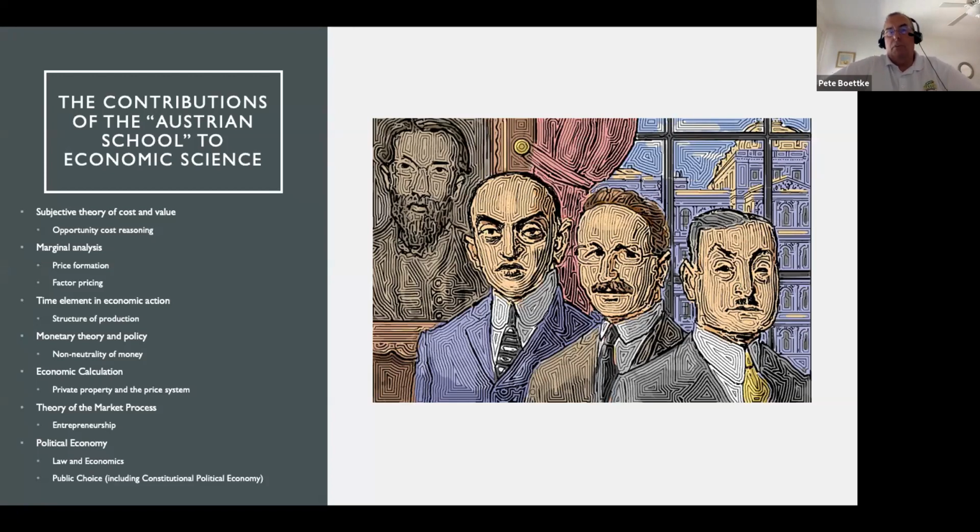What were the contributions of this Austrian school to economic science? And what I'm trying to suggest, let me start at the end and then come back. One of the things that's really interesting is that economics was taught at the University of Vienna within a law school. So all of these economists were trained in law and then studying economic relations in relationship to the law.